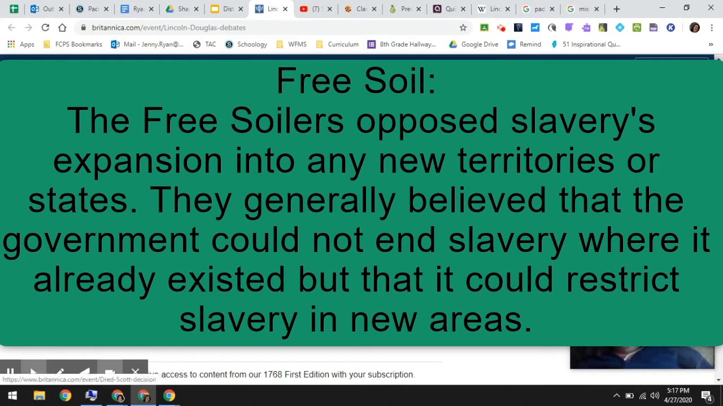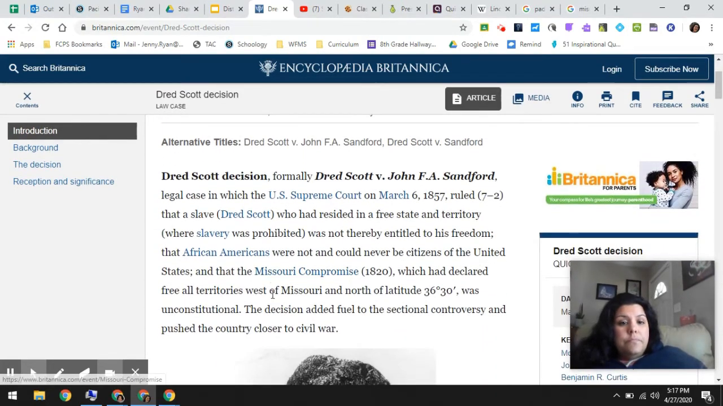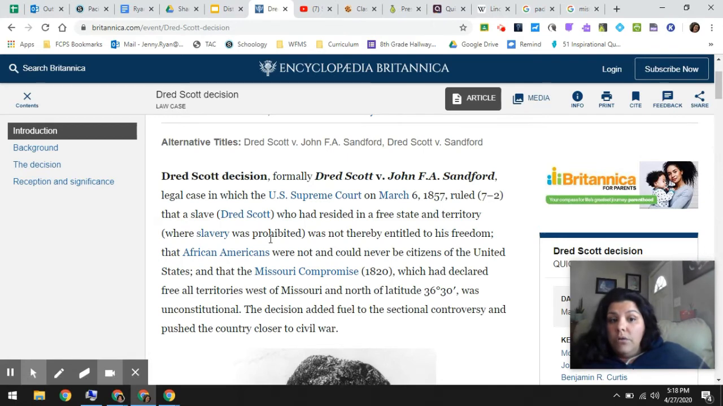Then the Dred Scott decision, so this was a Supreme Court case. So this slave, Dred Scott, who lived in a free state, was not entitled to his freedom. So the Supreme Court ruled on March 6th, 1857, that Dred Scott, who had resided in a free state and territory where slavery was allowed, was not thereby entitled to his freedom. So he wasn't allowed to be free.